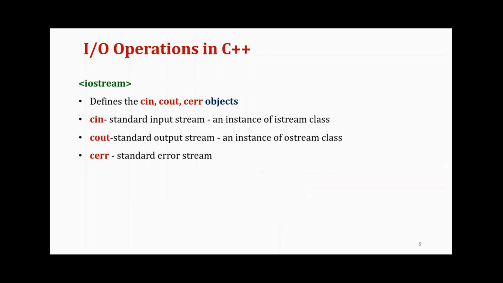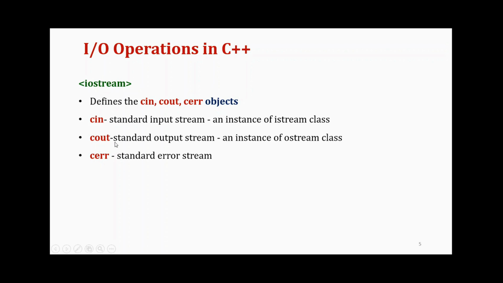Coming to the IO stream in C++, the header file <iostream> defines the input output operations by using the stream objects cin, cout, and cerr. These are all objects from the iostream classes. The cin object is used to read the input from the standard input stream, and it is an instance of the istream class, or input stream class.